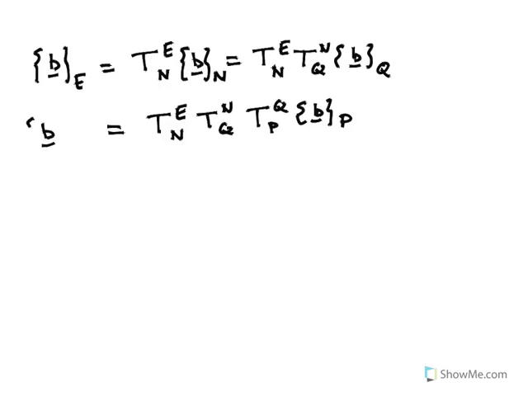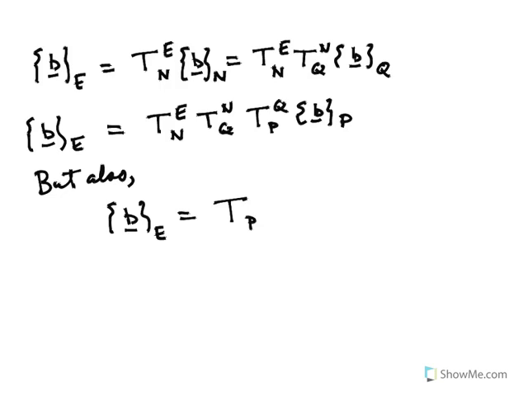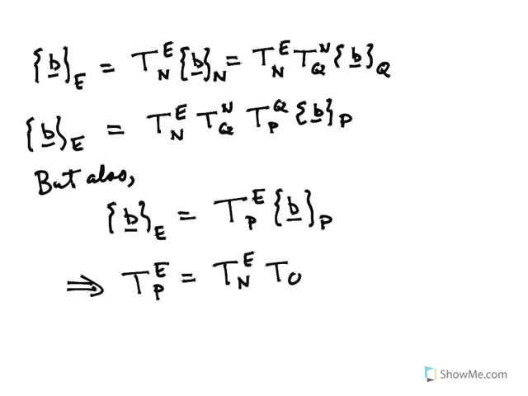So this result says that the vector B expressed in the basis E is the product of these three transformations times the vector expressed in the basis P. But also, B expressed in E is equal to the transformation from P to E times B expressed in P, which means that the transformation from P to E is equal to the transformation from N to E times the transformation from Q to N times the transformation from P to Q. And it's in that particular order, meaning that all these transformations have to be multiplied in the order in which they're actually shown here.